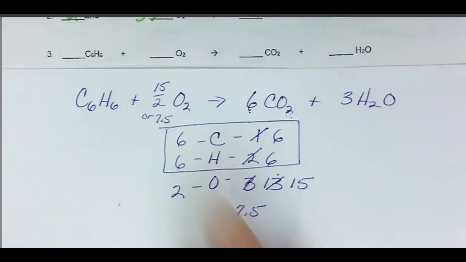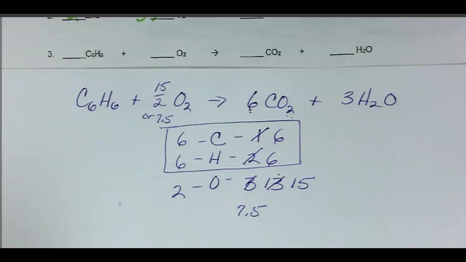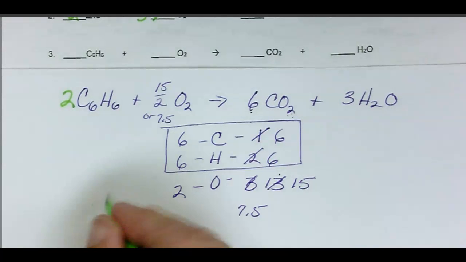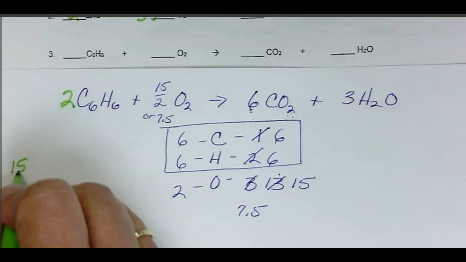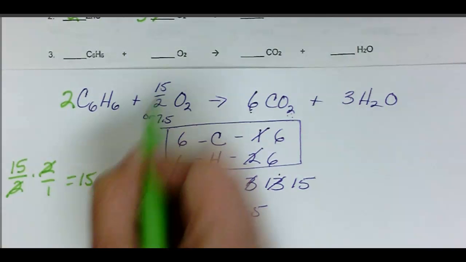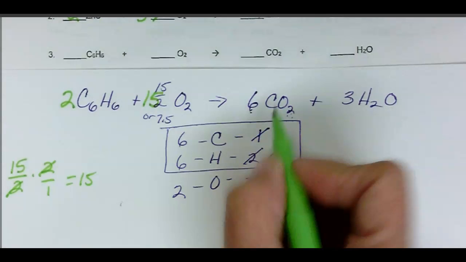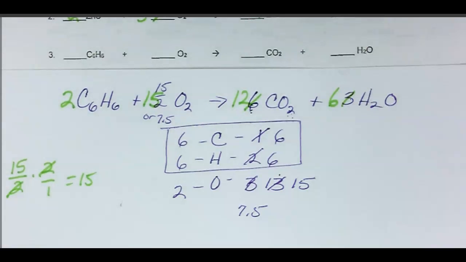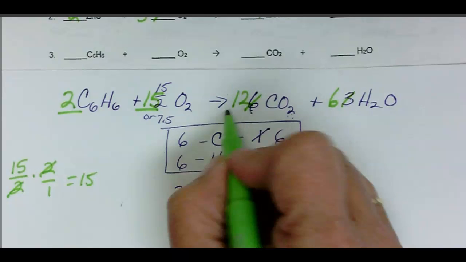And then I just go through and I double everything. So 2. When I double, and guys, again, this is 15 times 2. I'm doubling it. Those are always going to cancel out. That's why I double it. And I get 15. So this becomes 15, 12, 6. Okay, so my answers are 2, 15, 12, and 6.